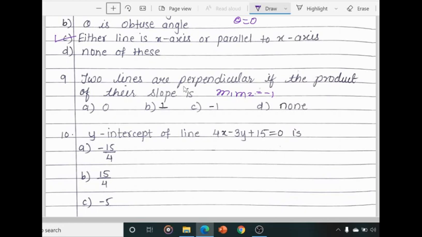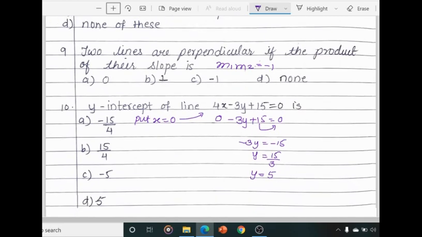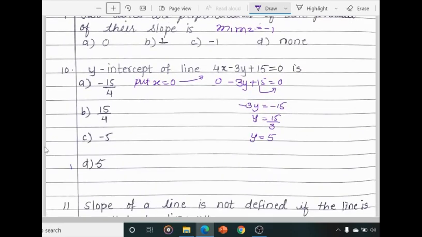Find out the y-intercept of the line 4x minus 3y plus 15 is equals to 0. For finding the y-intercept, we need to put x is equals to 0 in the given equation. So put x is equals to 0 in this equation. So this value will be 0. Minus 3y plus 15 is equals to 0. Take this 15 to this side. Minus 3y is equals to minus 15. So y is equals to 15 by 3. Minus minus get cancelled. And y is equals to 5 is the answer.